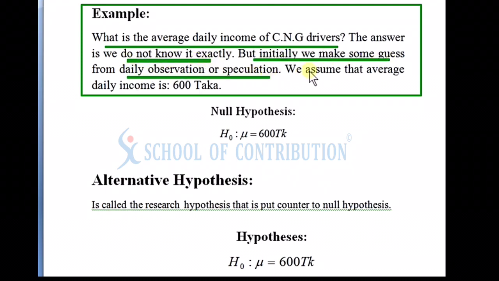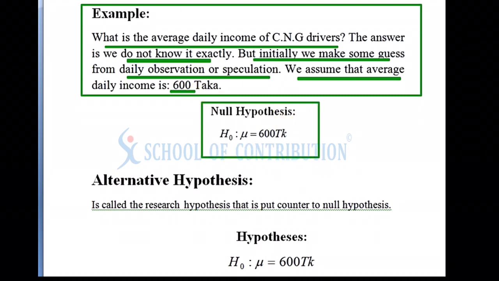or speculation. We assume that average daily income of CNG drivers is 600 taka. We can make this assumption from our daily observation, because we do not know the exact income. So we can say that on an average the CNG drivers earn 600 taka daily. So in a sense this is our null hypothesis, referred to by H0, and since we are interested in knowing the mean daily income of CNG drivers, we refer to the mean by mu, that's called population mean, the gross mean of CNG drivers' income, and then mu is equal to 600 taka, because we assume that their average daily income is 600 taka.